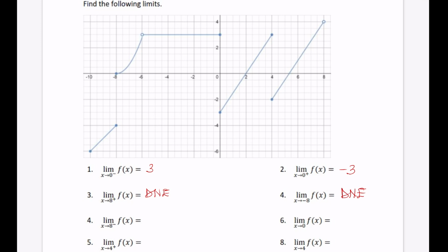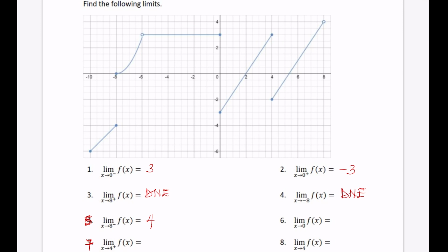Then, question 5. So this is supposed to be 5. This is 6, this will be 7. So question 5 wants us to find the limit of f of x as x approaches 8 from the left. So again, we go to 8, and this is the left side of 8. So as we approach 8 from the left, the value we have is 4. So that tells us that the limit as x approaches 8 from the left is positive 4.